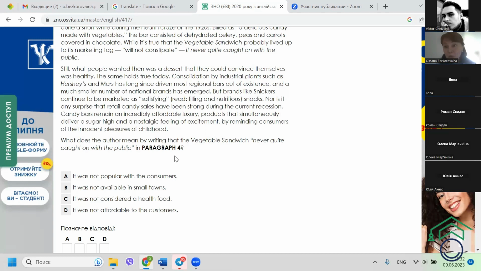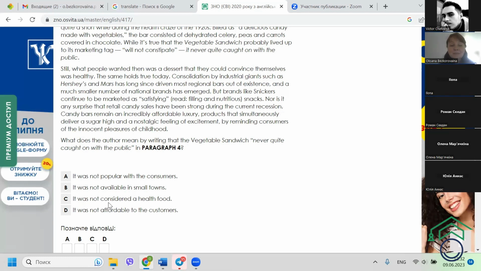Тобто дослівний переклад безглуздий. Да? But it means something. Yeah? Це phrasal expression, idiomatic expression. Yeah? Отже, four variants of the meaning. It was not popular with the consumers. Це він не був популярний серед споживачів. It was not available in small towns. Він не був доступний в малих городах.